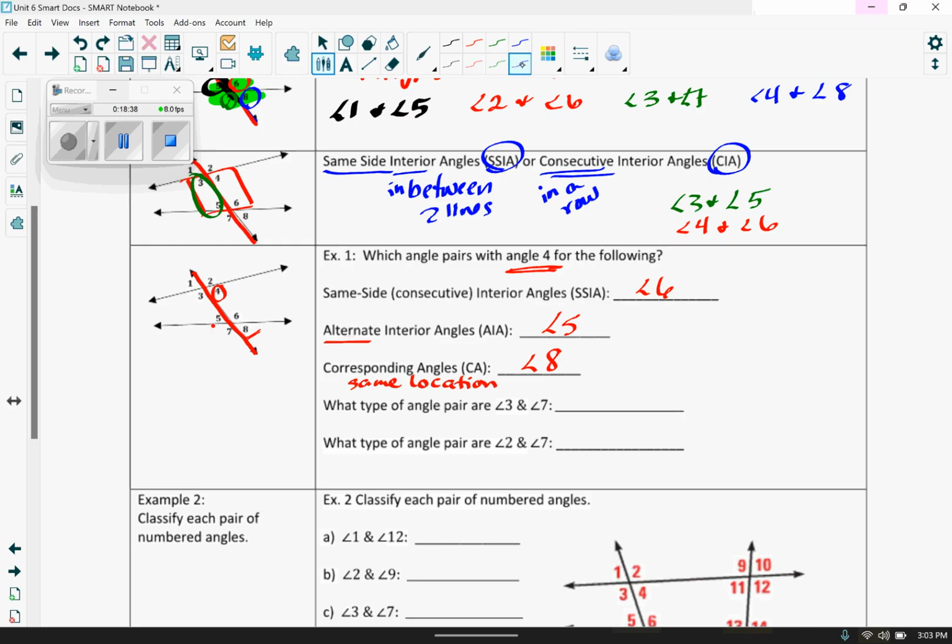And now I'm going to ask you the type of angle pair for angle 3 and 7. So 3 and 7, they are corresponding angles. 2 and 7. 2 and 7 are going to be alternates on opposite sides, they're diagonal, but they're alternate exterior angles. They're outside.